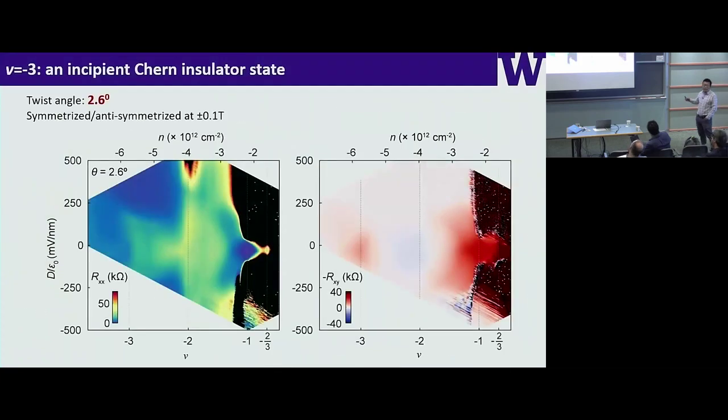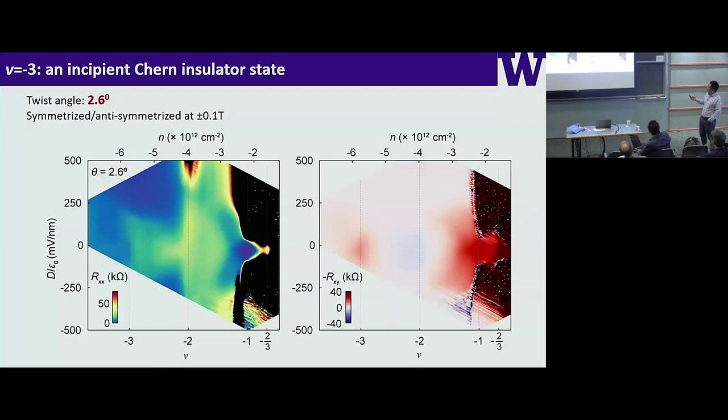Now we look at the transport measurements, right? What I show you here is RXX measurements as a function of, again, filling factor on the horizontal axis, and the vertical is electric field, and the right-hand side is the corresponding RXY. So you can see that there's a kind of suppression of RXX, but it's not zero, right? They're still finite at the filling factor -3. And then there's an enhanced RXY. But this RXY is also not quantized.